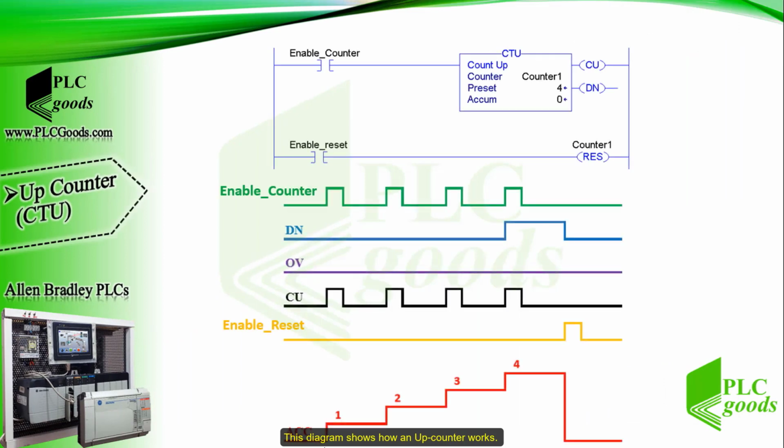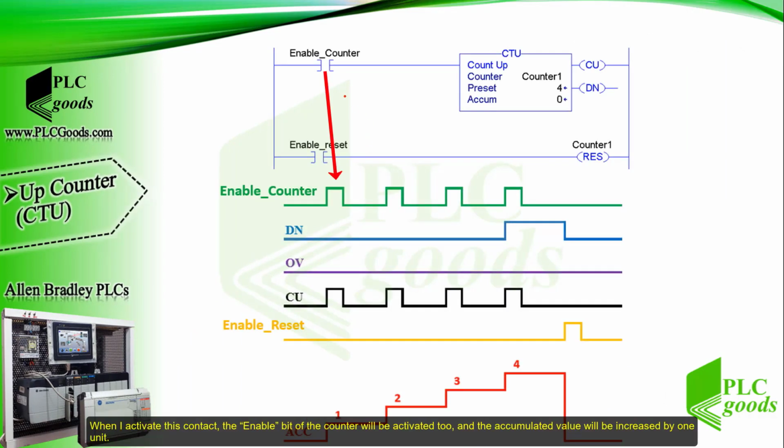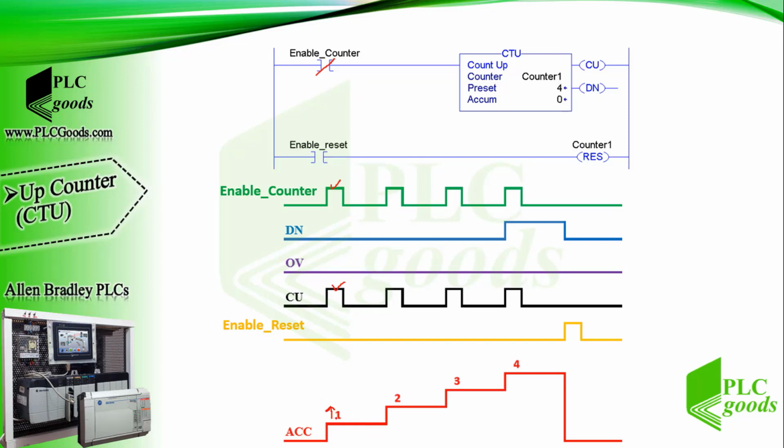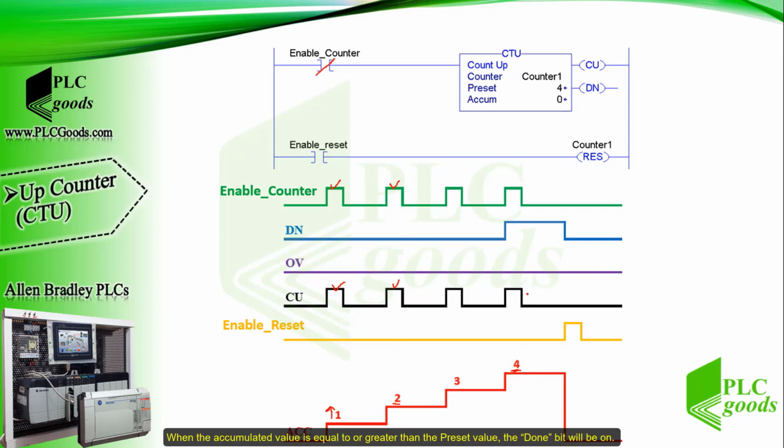This diagram shows how an up counter works. When I activate this contact, the enable bit of the counter will be activated too, and the accumulated value will be increased by 1 unit. This process will continue until the accumulated value reaches the preset value. When the accumulated value is equal to or greater than the preset value, the done bit will be on. After this amount, I can continue to increase the accumulated value by activating the up counter. Also, I can use a reset instruction to reset the accumulated value to 0 whenever I want.